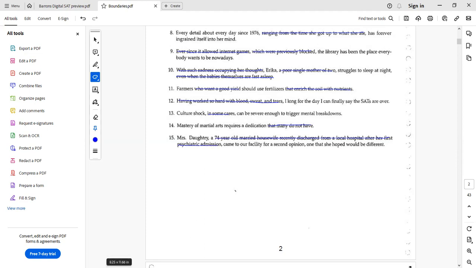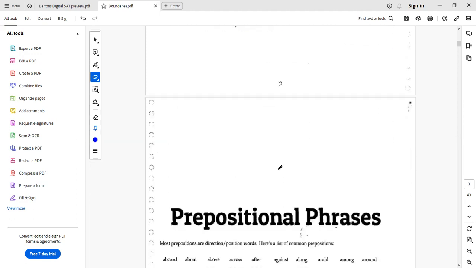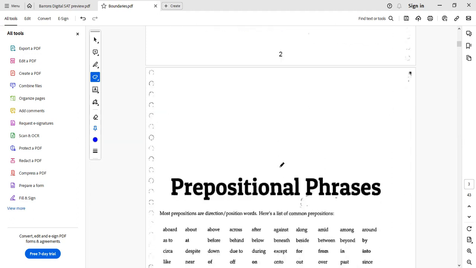Do we have another one? Yeah, one that she hoped would be different. Excellent. So the main sentence: Mrs. Daughtery came to our facility for a second opinion. Perfect. I'm sure now that you understand this rule about the dependent, the independent, the relative clause, and the subordinate conjunction. Now, let's go to another rule.